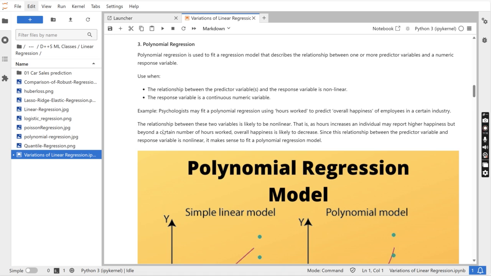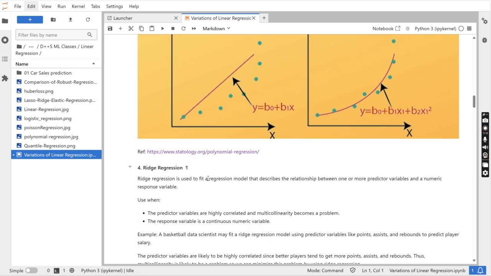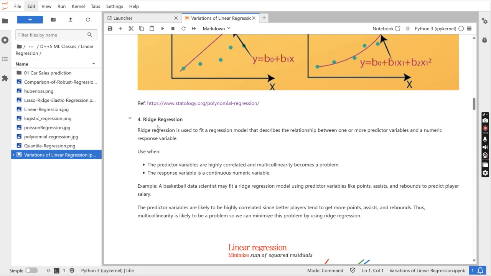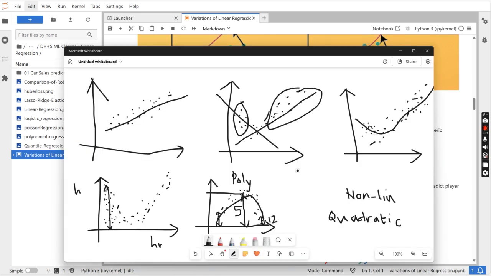Okay, so the next type of regression is very similar to linear regression. The next type of regression is ridge regression.